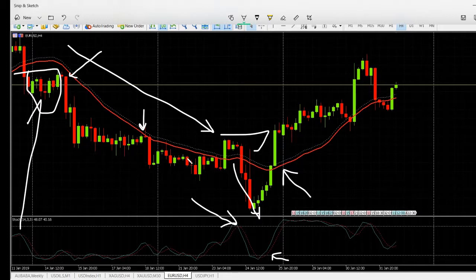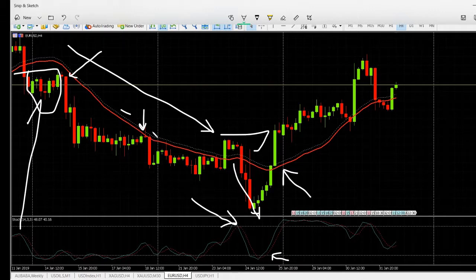This is the first thing that this stochastic oscillator plus MA, moving average, tells us. However, the second thing you can use them together for is when you sell or when you buy. For example, here you sold, right? If you sold here, put your stop loss above this line, somewhere here.